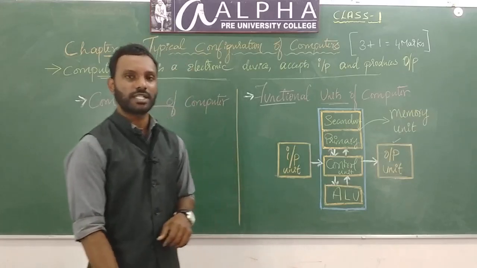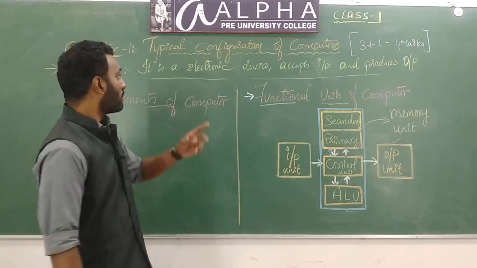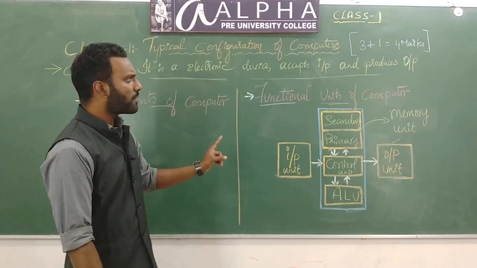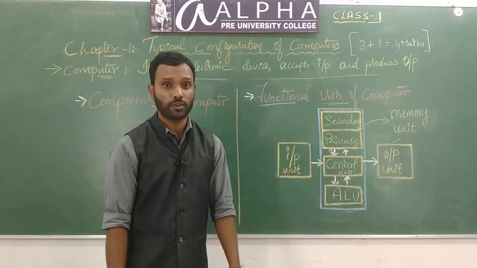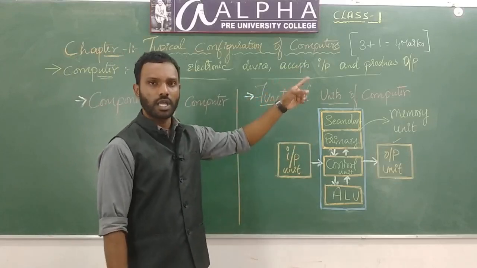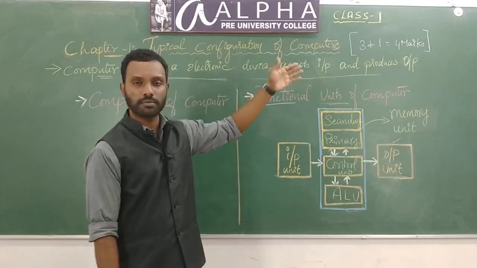In this video session, I'll be talking about the very first chapter of your second PU academic, which is the typical configuration of computers. This chapter holds a weightage of 4 marks, where you get one question from the 3 marks segment and one question from the 1 mark segment. You can expect more abbreviation questions from the 1 mark segment.